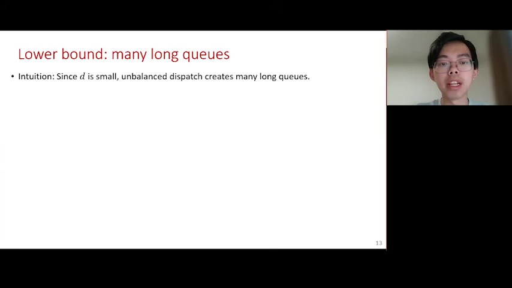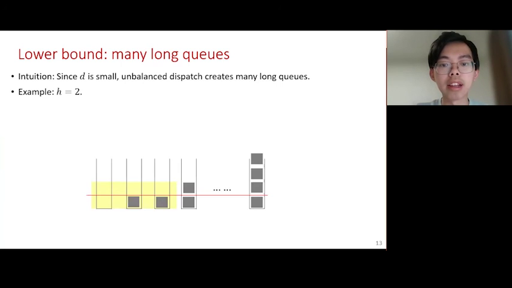And for our impossibility result, the intuition is to show that when D is small, there are many long queues in the system because of the unbalanced dispatch of batch filling. To simplify the analysis a bit, let us consider h is equal to 2. And we want to show that when D is small, there are many queues of length at least 2. Our proof utilizes the fact that the expected number of busy queues in the system is given by n times lambda because of work conservation.